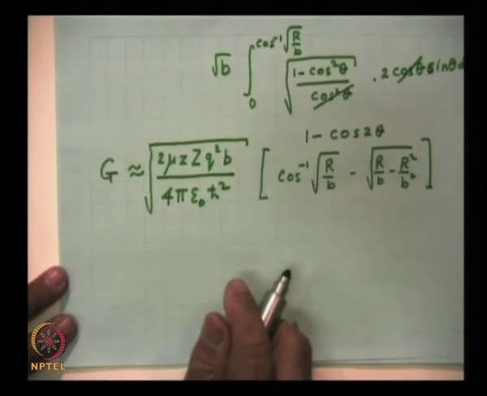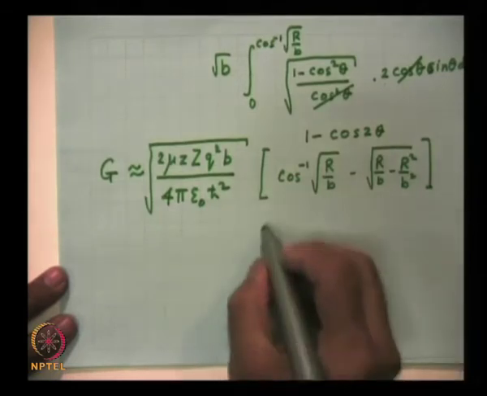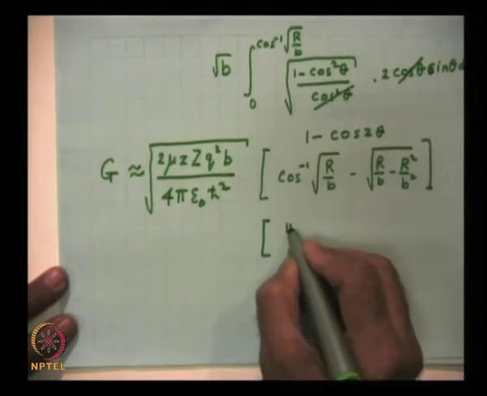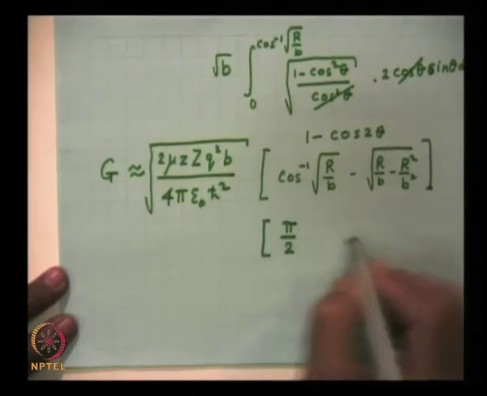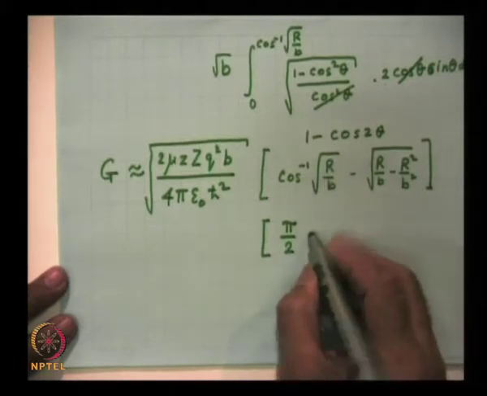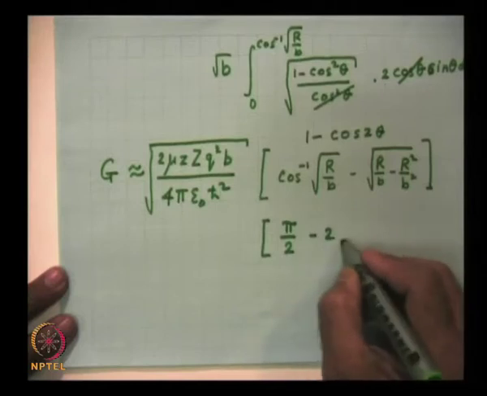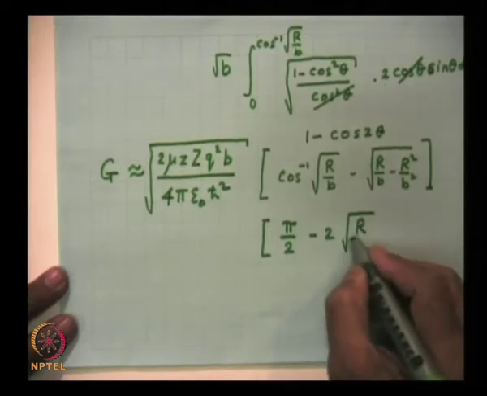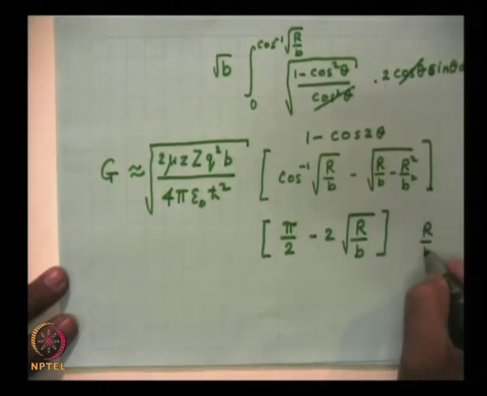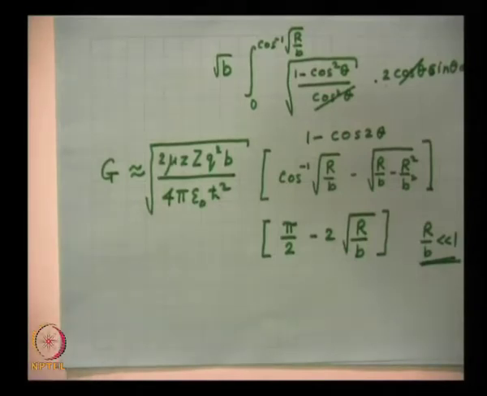In fact, in an approximation, this can be written as pi by 2 minus 2 under root of r by b, when r is very small compared to b. This is a fair approximation, since r by b is less than 1. It is about 0.1, usually 0.1. So in that approximation, this is the value.